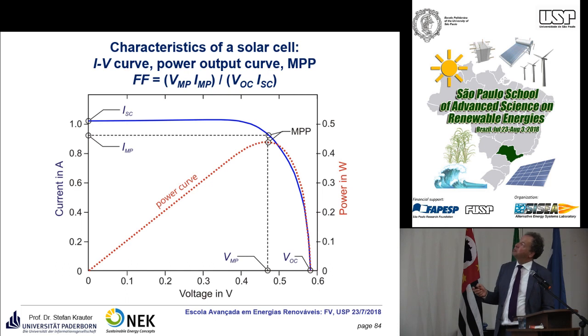We have one parameter which we will call form factor. This is the multiplication of the voltage at the maximum power point times the current at the maximum power point, divided by the theoretical maximum, the open circuit voltage and the short circuit current. So this would form a rectangular form like this one, which is never achievable, but would be the ideal. And the softer that curve is, the lower the form factor. The more rectangular it is, the closer it is to one.